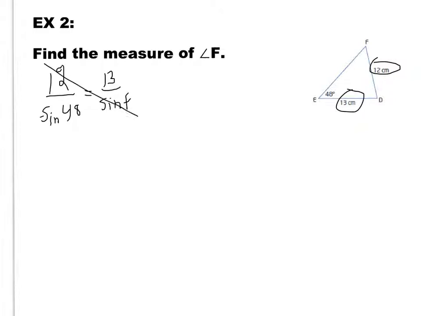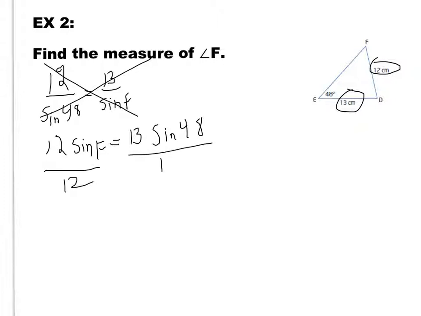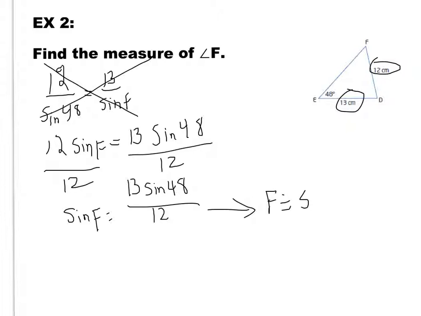Now I'm going to cross multiply. I'm going to get 12 sine f is equal to 13 sine 48. Now I'm going to divide by 12 to isolate sine f, and I get sine f is equal to 13 sine 48 divided by 12. Now, if you use the second function on your calculator for the inverse sine, you will find that f is approximately 53.8 degrees.